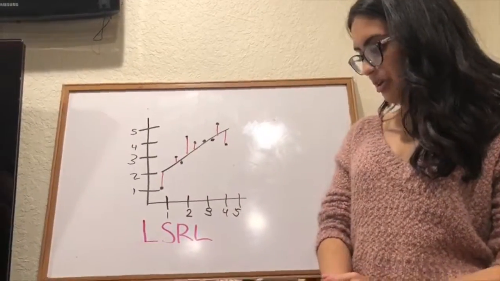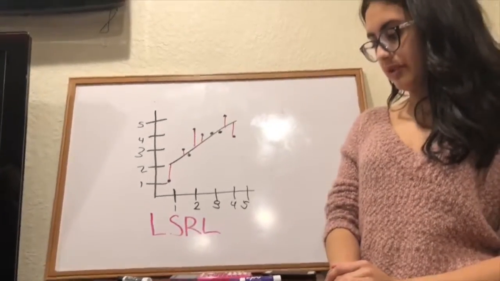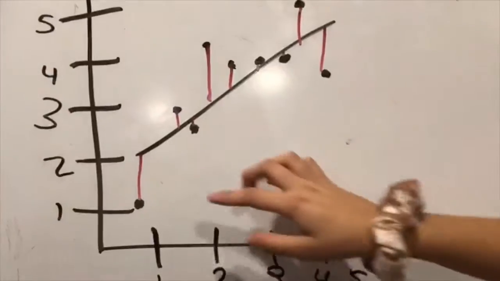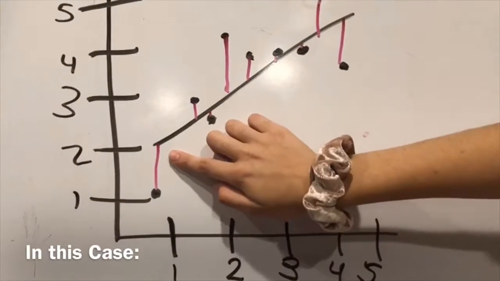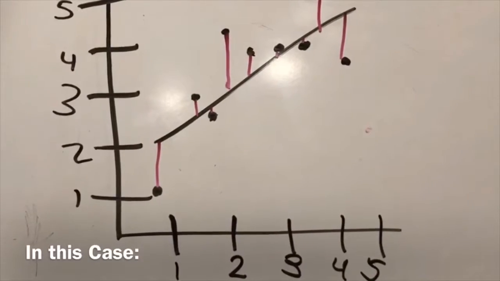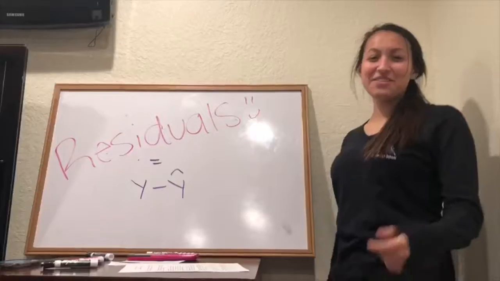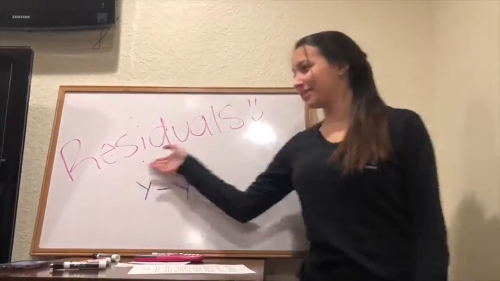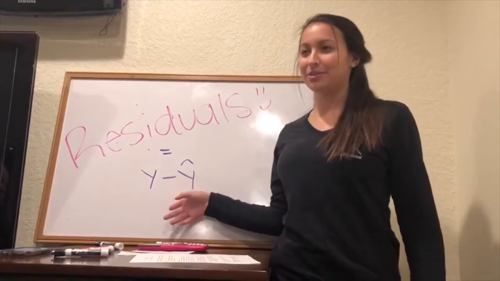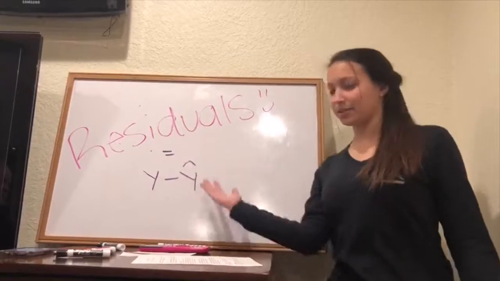Therefore, we calculate the error between the predicted value and the actual value by subtracting our predicted y from our observed y. So our predicted y value here is 2, and our actual y value is 1. Therefore, the error is 2 minus 1, which is 1. Those errors are actually called residuals. You can find them by the equation y minus y hat, which is observed minus predicted.